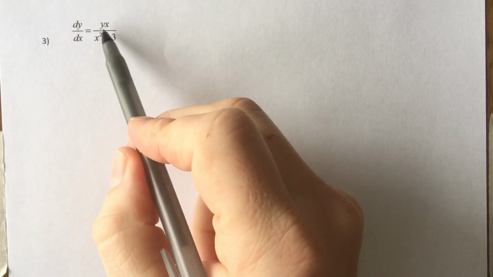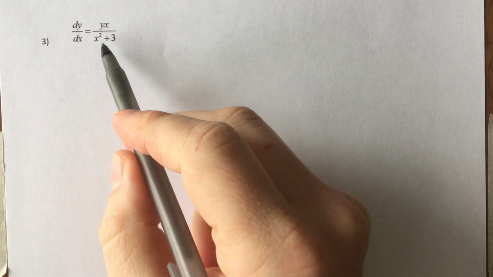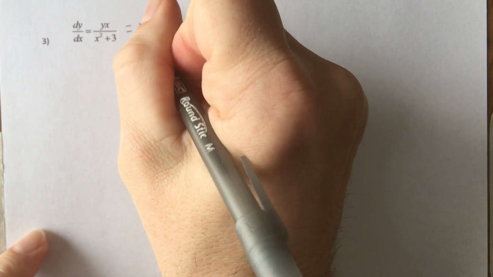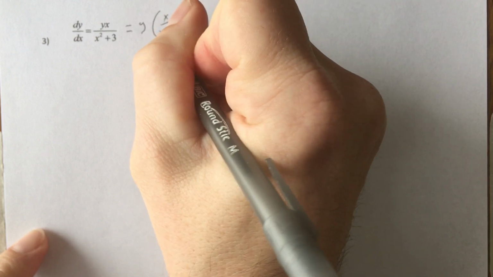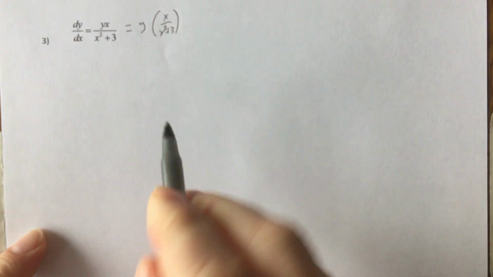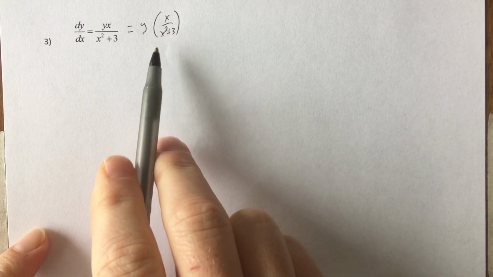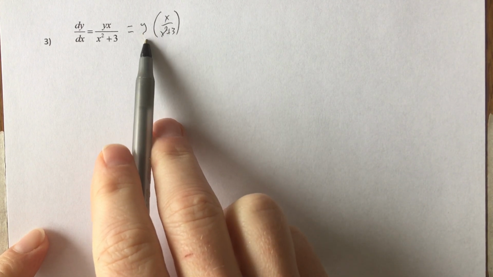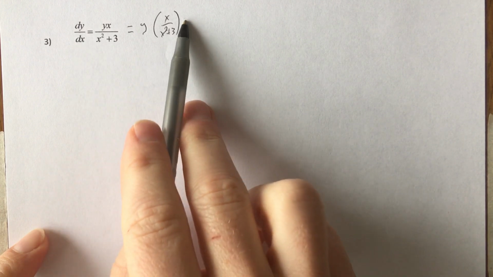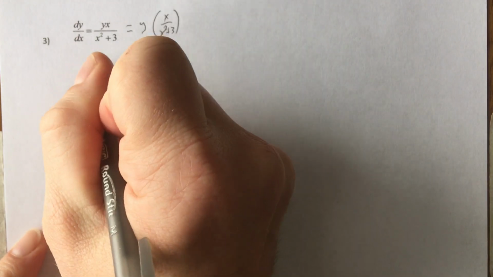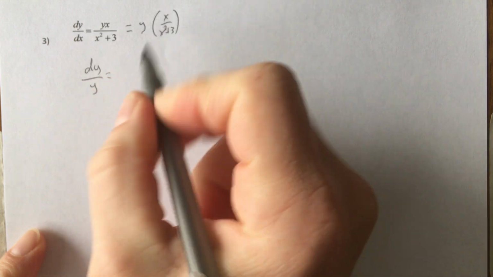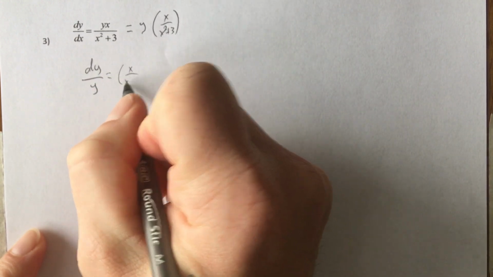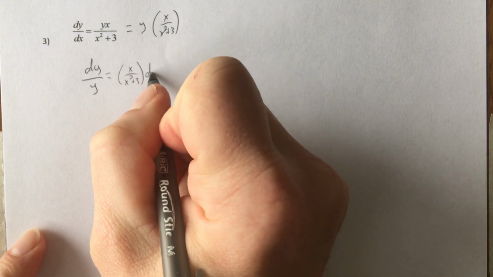All right, problems 3 and 4 this time. Number 3 has y times x over x squared plus 3 as our differential. So for this one, what we want to do is see this for sure as y times x over x squared plus 3. So there's our y function and then our x function. What we're going to do is divide by that y while we bring the dx over, so that we get dy over y equals x over x squared plus 3 dx.